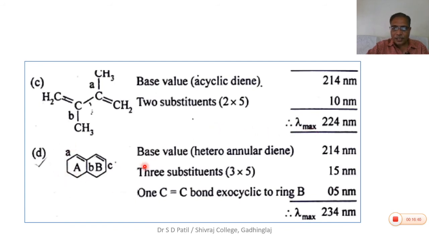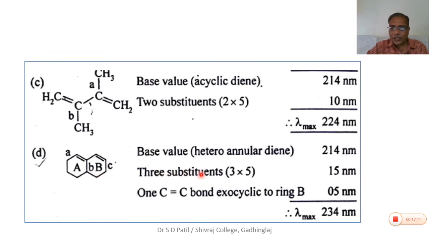Let us consider this structure D. In this case, the structure is like this. It begins from the first ring, then it ends in the second ring. So it is a diene in which both the double bonds are present in different rings. So it is a heteroannular diene. Therefore, the base value for a heteroannular diene is 214 nanometers.